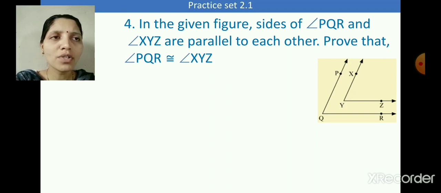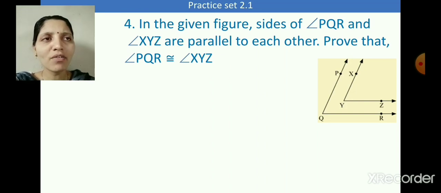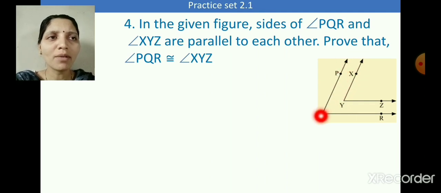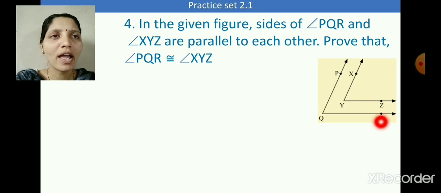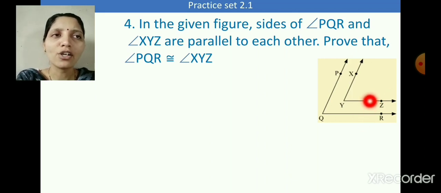Now observe this figure. What is given to us? The sides of angle PQR. Which are the sides? Side PQ and side QR. And angle XYZ, which are the sides? Side XY and side YZ. Now these sides are parallel to each other, and you have to prove that angle PQR is congruent to angle XYZ.